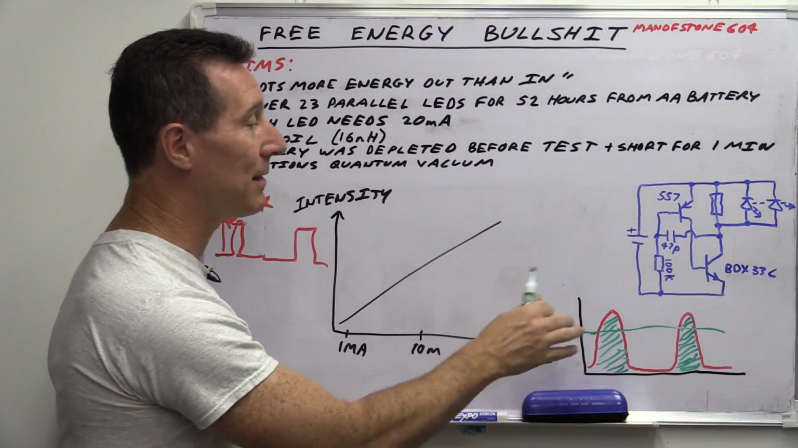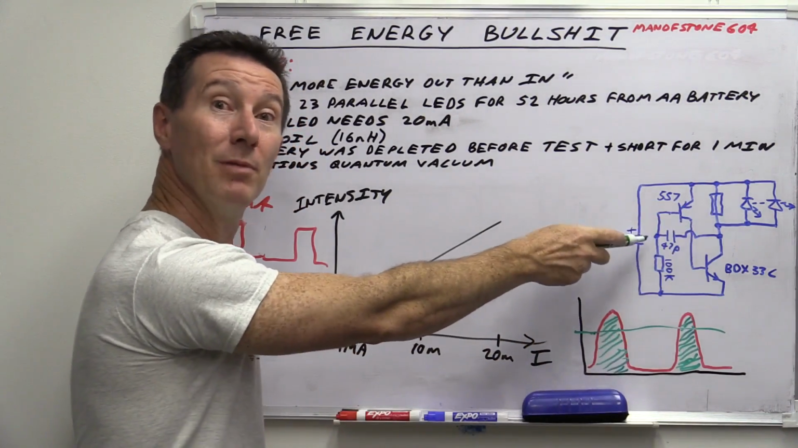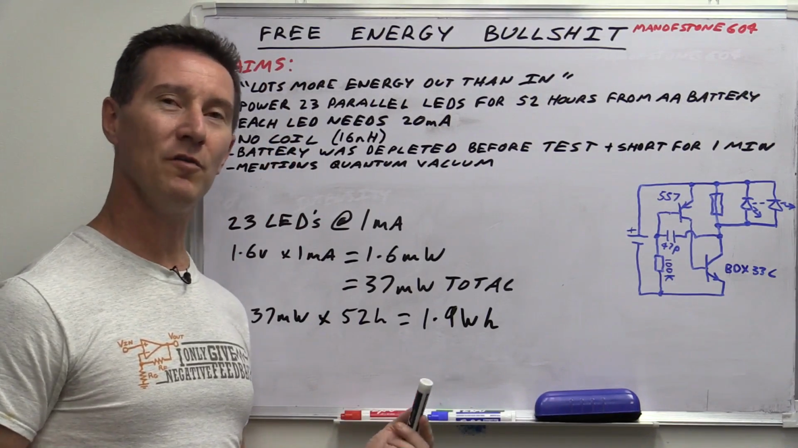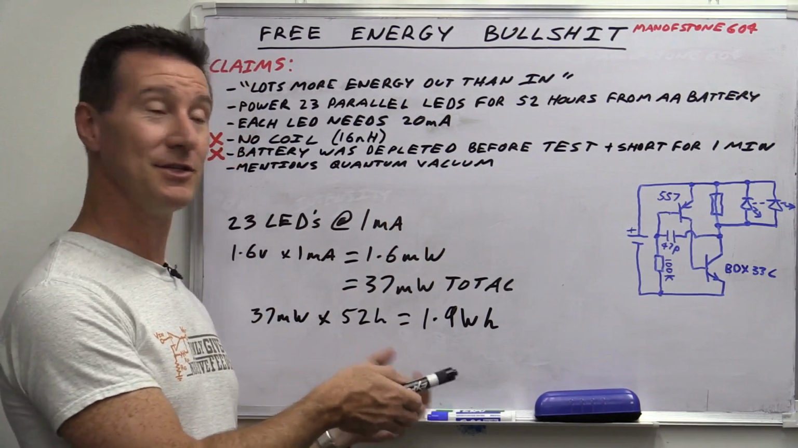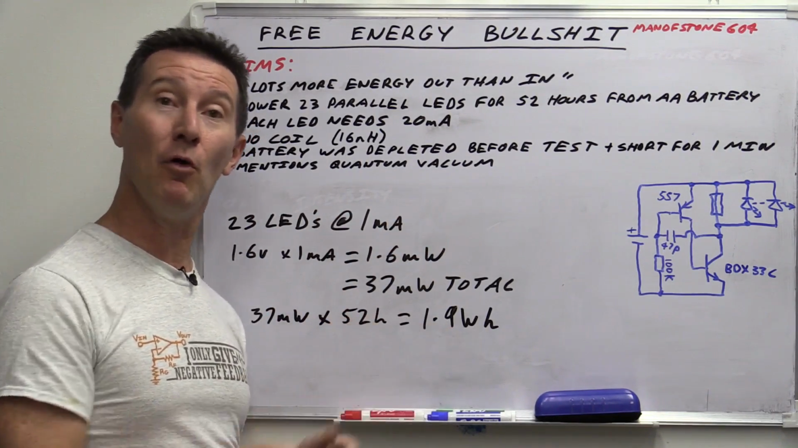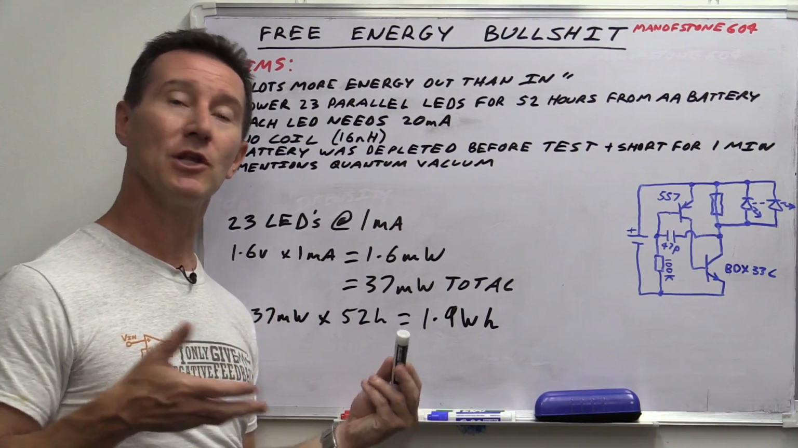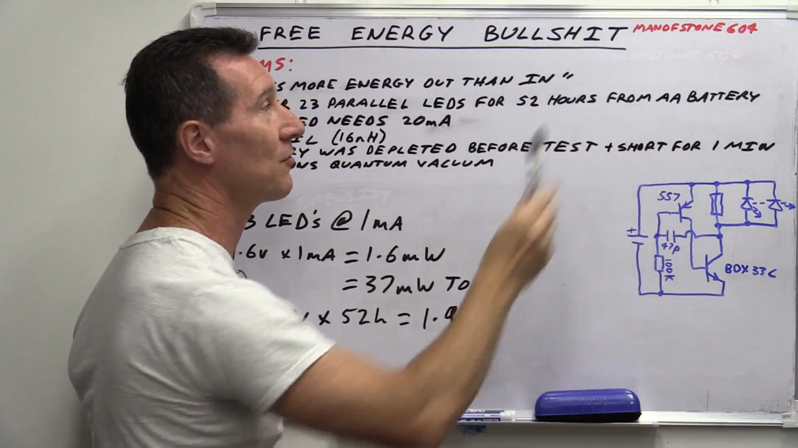And of course, that becomes more relevant when you've got complex wave shapes, because we might have a complex wave shape in here. I don't know. We haven't actually measured it yet. And I don't know how long I've been yapping on for, but we could have skipped all that and just done some basic ballpark back of the envelope calculations to see if it's possible to light up 23 parallel LEDs for 52 hours from a AA battery.